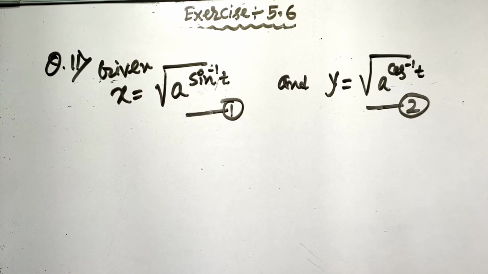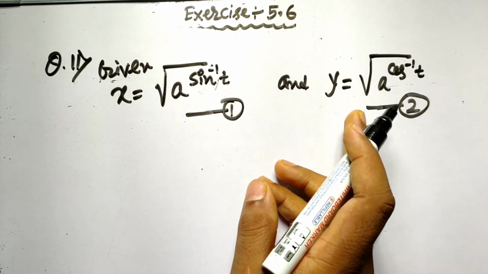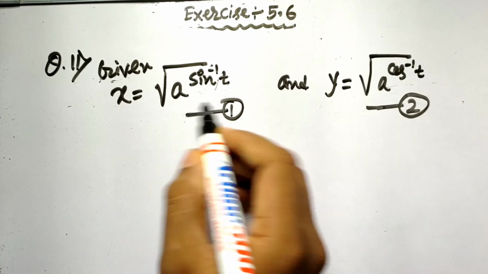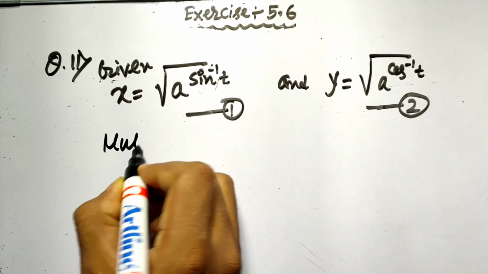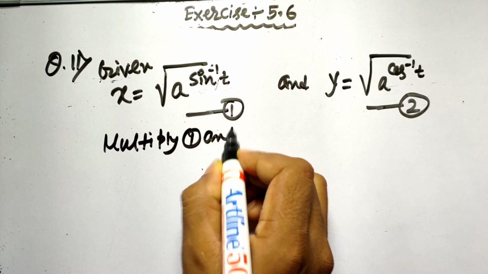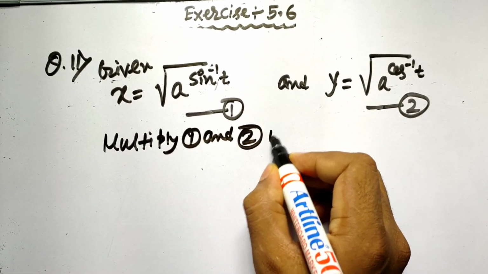Students, this question is very interesting. This is one of my favorite questions. So how to solve it very easily, just look here. If you multiply 1 and 2, what will you get?